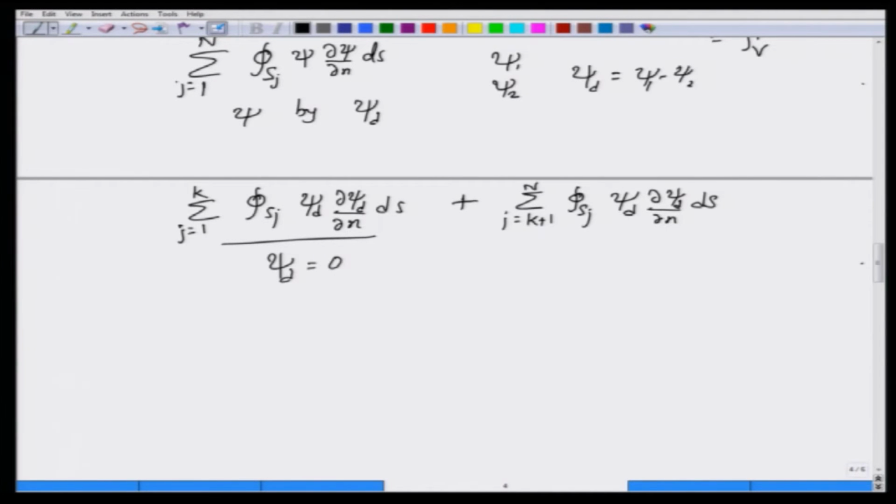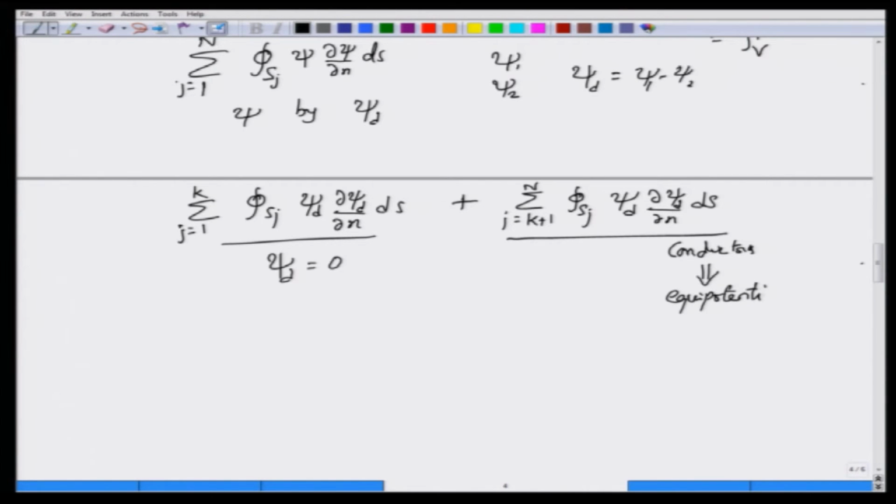What about this other term, this second term? Well, on these surfaces the potentials need not be the same, but they have to be constant because these are all conductors. Conductors means they are equipotential surfaces.